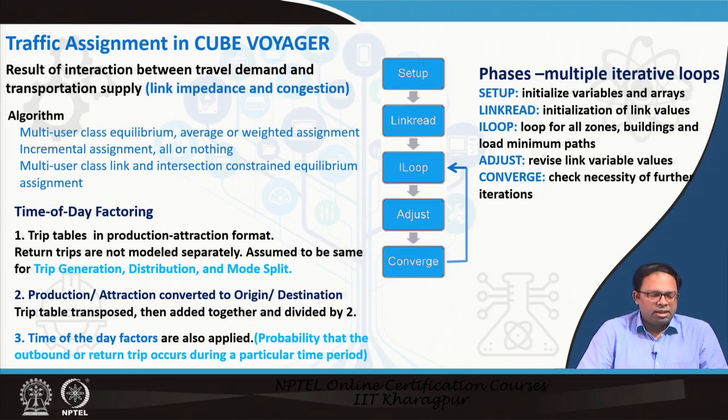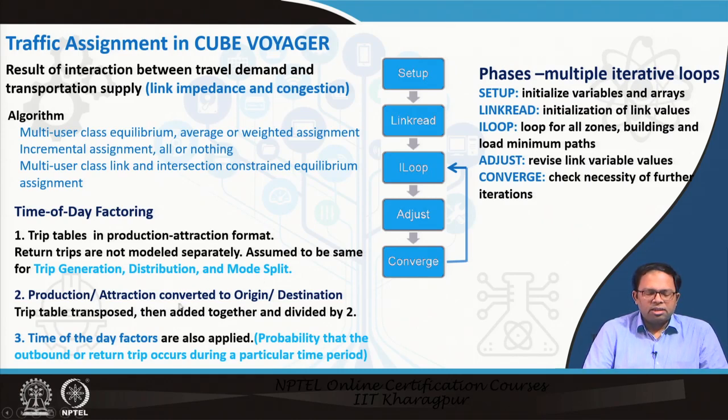The same steps are done. An additional thing that we also have to consider is time of day factoring. From mode choice, we first have to split the mode choice as per the different times of the day. That is the first step that we will do. Trip tables are in production-attraction form. We accept them in production-attraction format, but the problem is that return trips are not modeled separately. So, return trips are also there. We have got trips only one way, and we assume it to be the same for trip generation, distribution, and mode split. So, the same set of values is used for all these three steps.